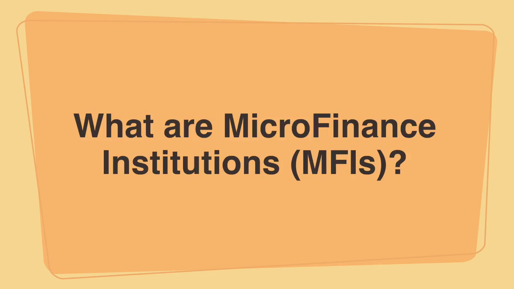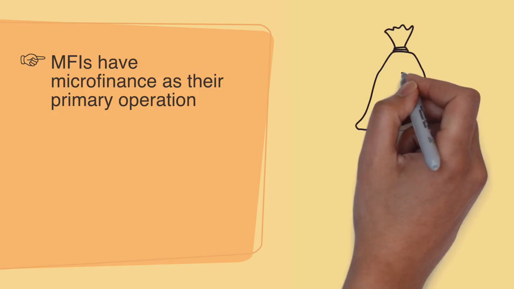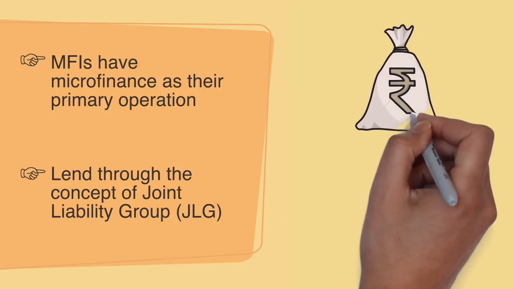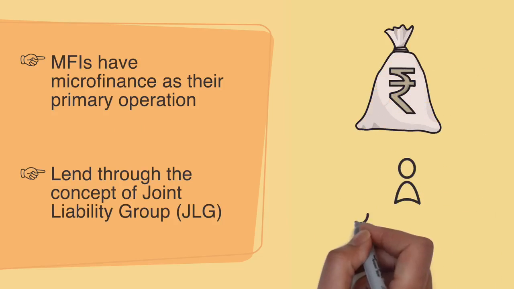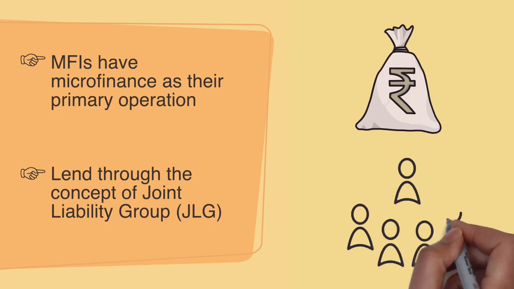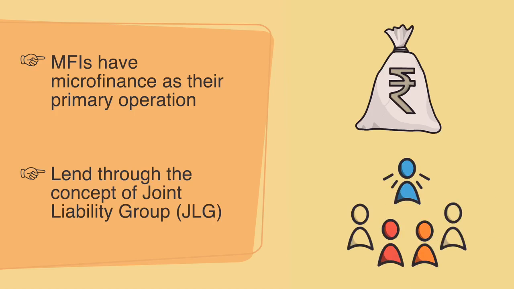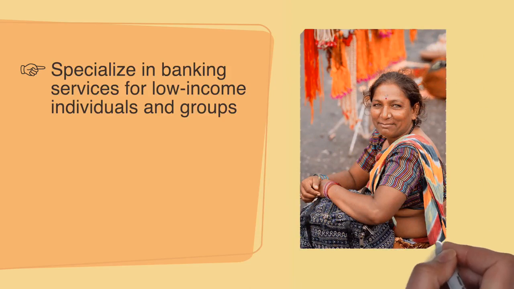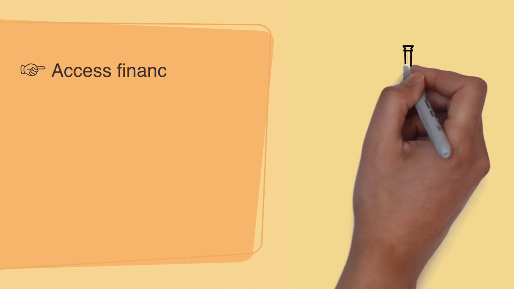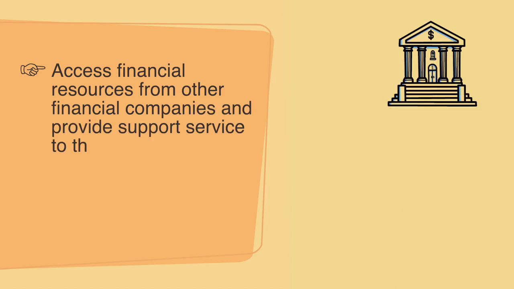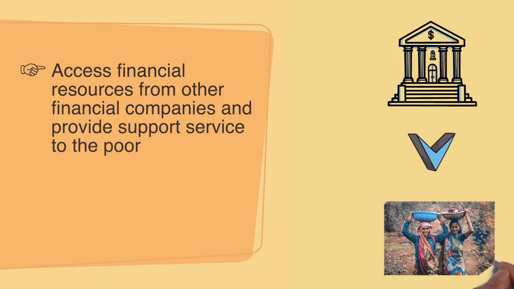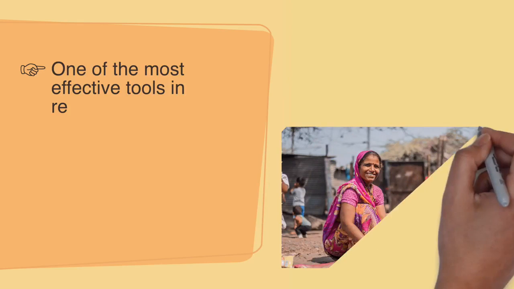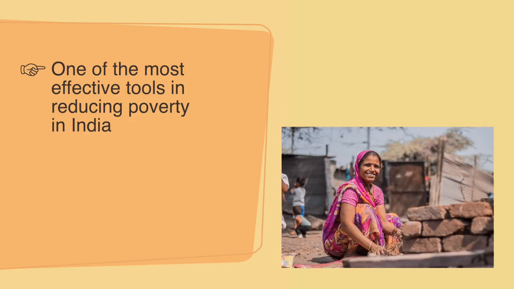What are microfinance institutions, MFIs? MFIs have microfinance as their primary operation. These lend through the concept of joint liability group, JLG, that is an informal group that consists of 5 to 10 members who seek loans either jointly or individually. A microfinance institution specializes in banking services for low-income individuals and groups. These institutions access financial resources from mainstream financial entities and provide support service to the poor. Microfinance institutions are hence emerging as one of the most effective tools of reducing poverty in India.